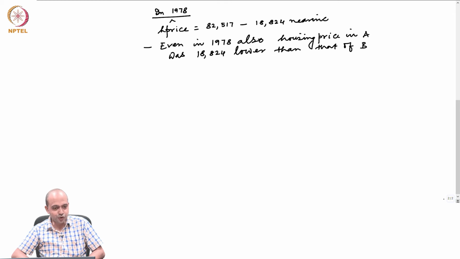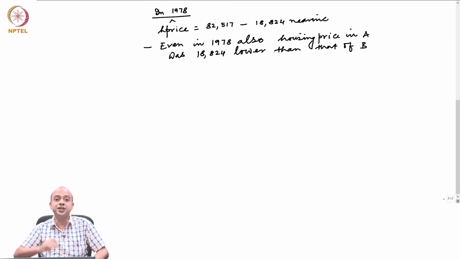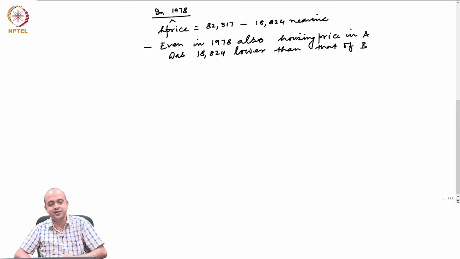That means during this year the difference in housing price between A and B has actually increased, and that difference in difference is basically the estimate of difference in difference, and that gives you some kind of idea of the garbage incinerator. Do you understand what I am saying?